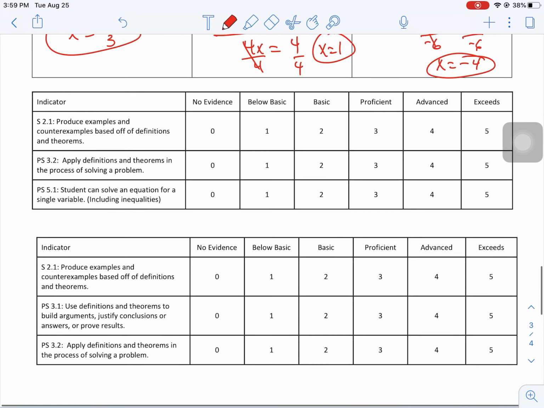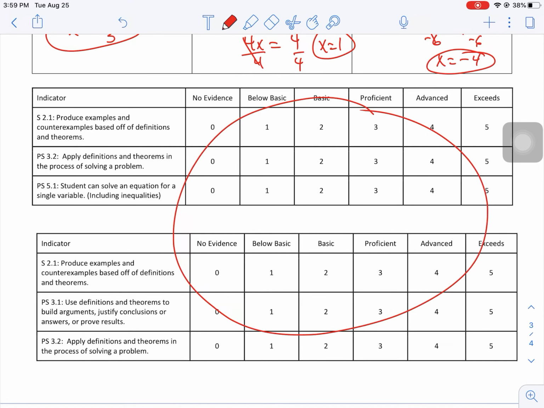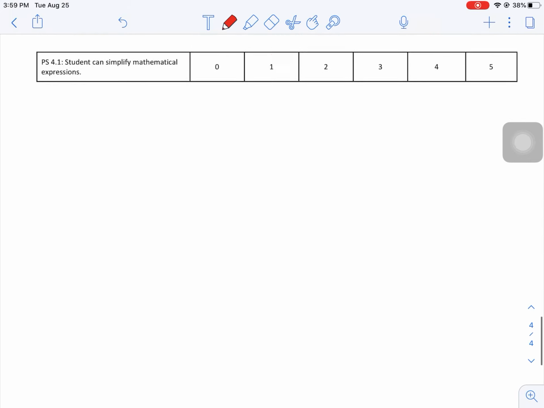Okay? Not too bad. And then all the scores will be put here. You know how that is. 4, 3, 2, 1, 0. Those are the indicators that you have to start to work for.